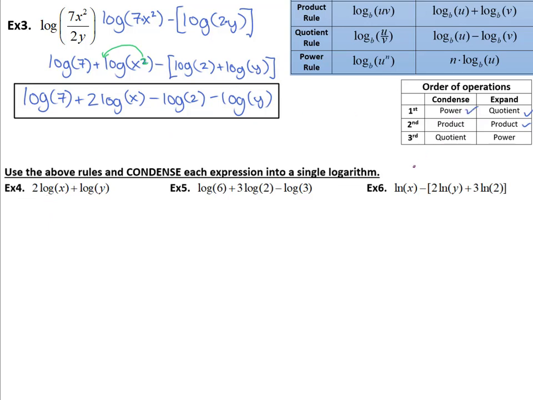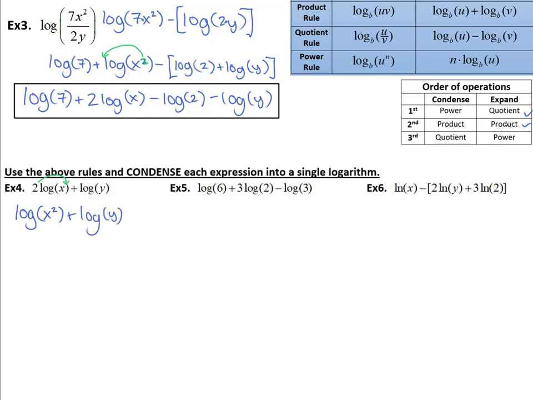We want to do the power rule first. And it says if I have something with a multiplier, that we can bring that in as an exponent. Okay, and that's the first thing we're going to look for in all of these. So here we do have a 2 that we're going to bring in as an exponent on x. So we get log of x squared, plus log of y.